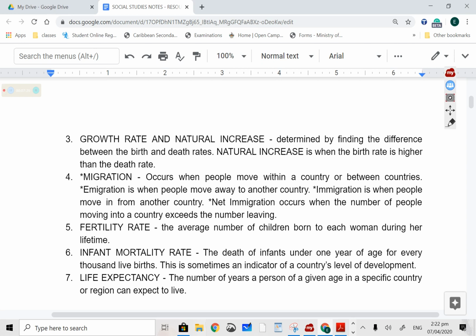Because I don't think that if we had 2,000 or 3,000 Venezuelans coming into a particular country, we're just calling a number. It is not based on any statistics, right? I don't think that we would have the same amount of people just leaving the country permanently. Okay, so that is net immigration that will influence population change. Fertility rate, the average number of children born to each woman during her lifetime.